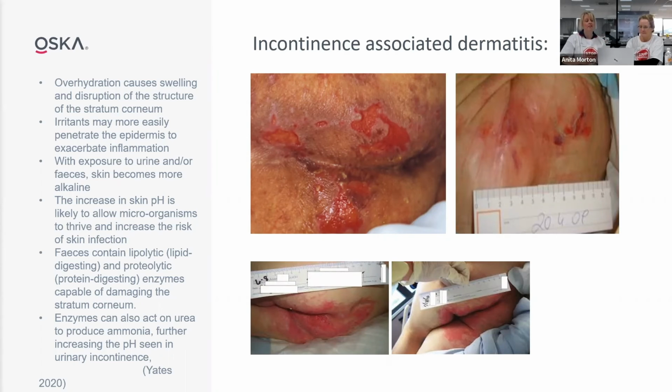Ultimately, urine and feces are alkaline in nature and our skin is naturally acidic. So we have our protective layer known as our acid mantle that, as and when urine and feces sit against it, starts to raise the pH of the skin. And therefore, we then have breakdown of that protective area.